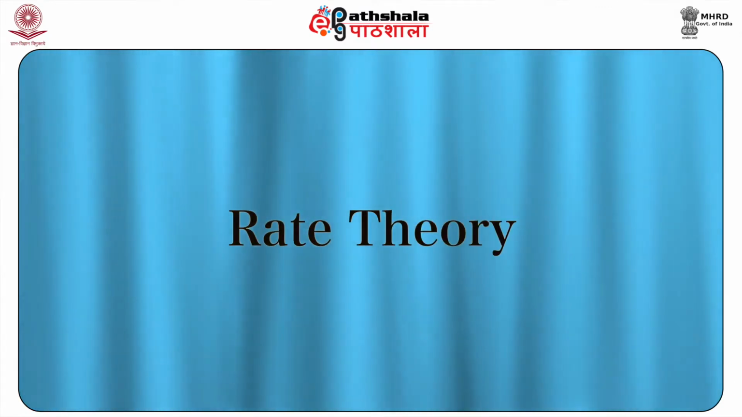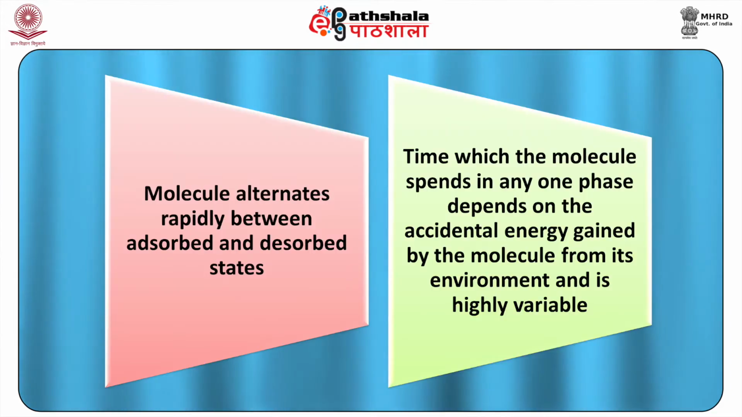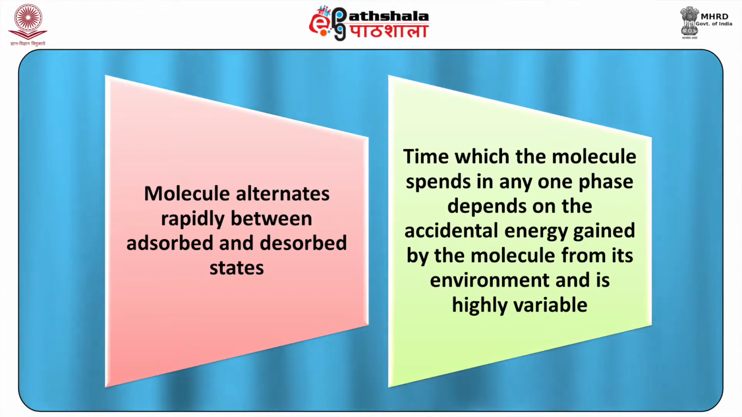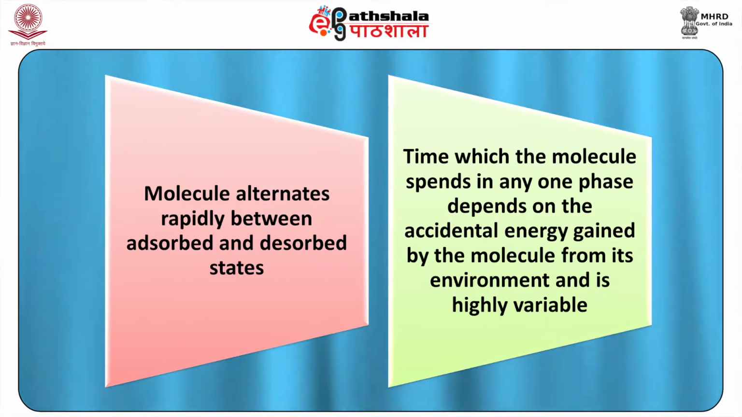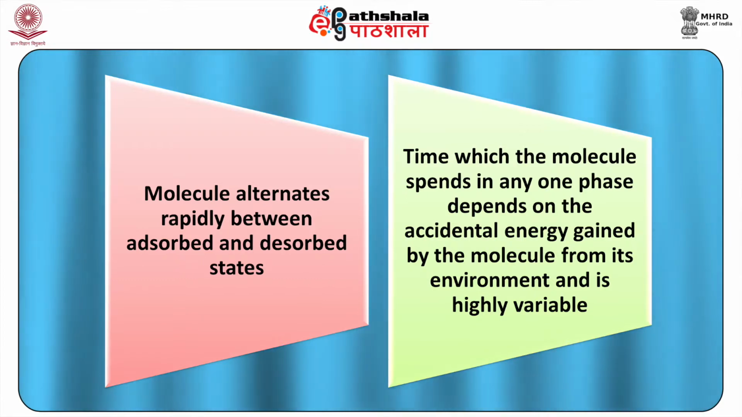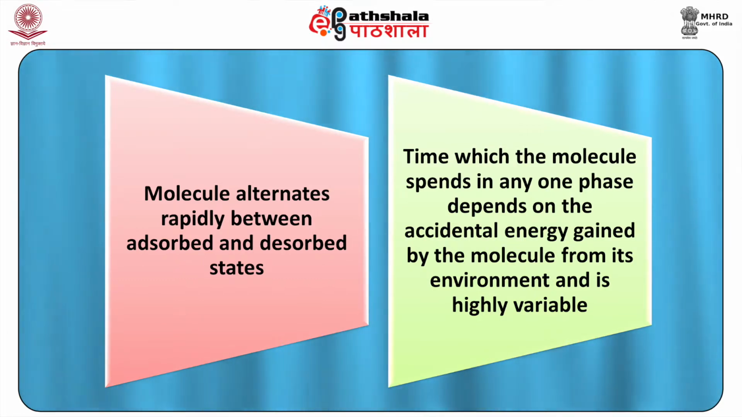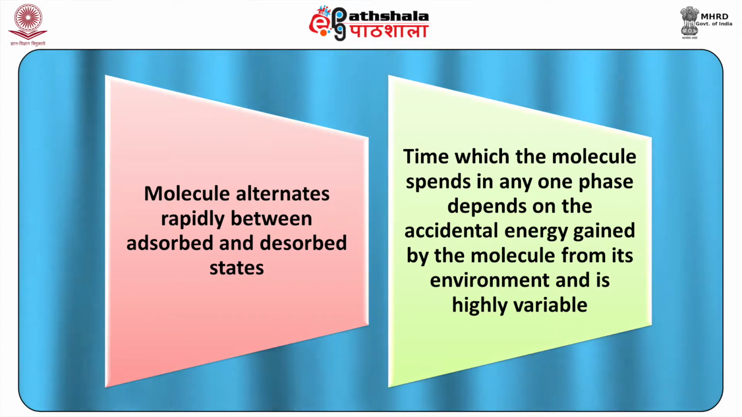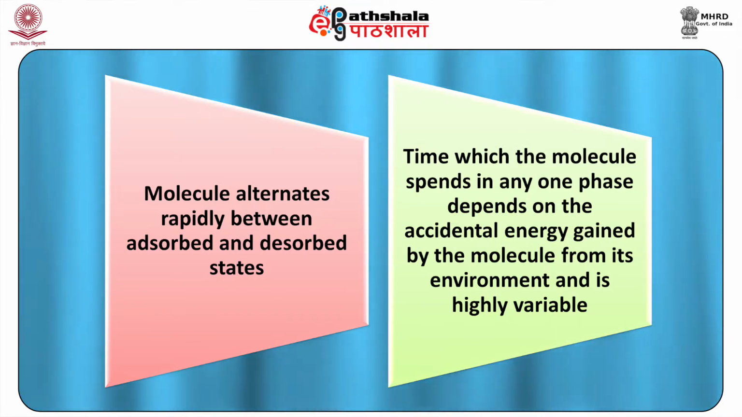Next is the rate theory. Rate theory explains the effect of variables, for example the process of diffusion and mobile phase velocity, so as to describe the width of an elution band. It relates to the effects of these variables on the time taken by a solute to make its appearance at the end of the column. A molecule alternates rapidly between adsorbed and desorbed states. The time which the molecule spends in any one phase depends on the accidental energy gained by the molecule from its environment and is highly variable.